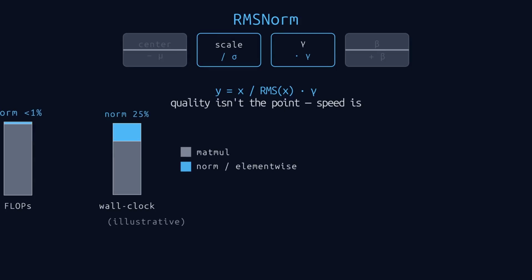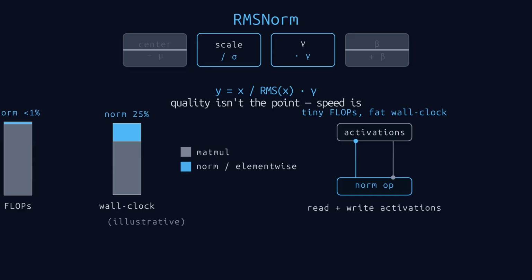But quality isn't why anyone bothered. The real reason is speed, and not the kind you'd guess. Normalization is a rounding error in the flops. The matmuls are basically all of the math, yet it eats a surprisingly large slice of wall clock time because it's memory bandwidth bound, not compute bound. It's constantly reading and writing activations, not crunching numbers. Compute fewer statistics, touch less memory, and you claw back real time.